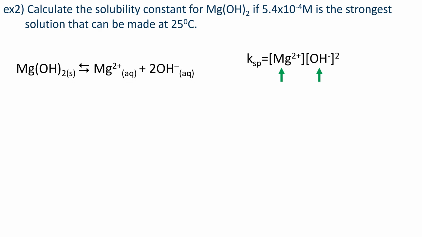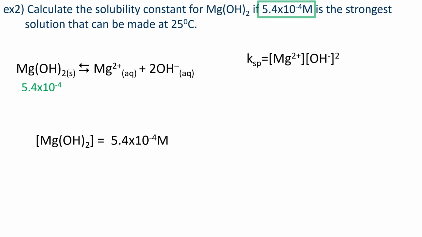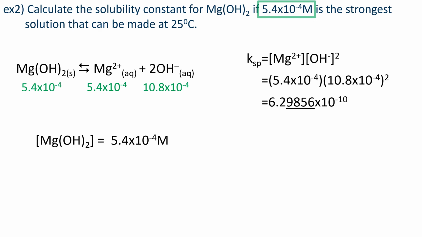We are told that the magnesium hydroxide concentration is 5.4 times 10 to the negative 4 molar. So we know the concentration of magnesium hydroxide. And looking at our balanced decomp, if magnesium hydroxide concentration is 5.4 times 10 to the negative 4, then magnesium ion concentration is the same, and the hydroxide ion concentration is double that amount, which I know is not proper scientific notation, but I wrote it as 10.8 times 10 to the negative 4, just doubling that 5.4. I can substitute that then into my KSP expression, run it through my calculator, and I have a KSP value for magnesium hydroxide of 6.3 times 10 to the negative 10.